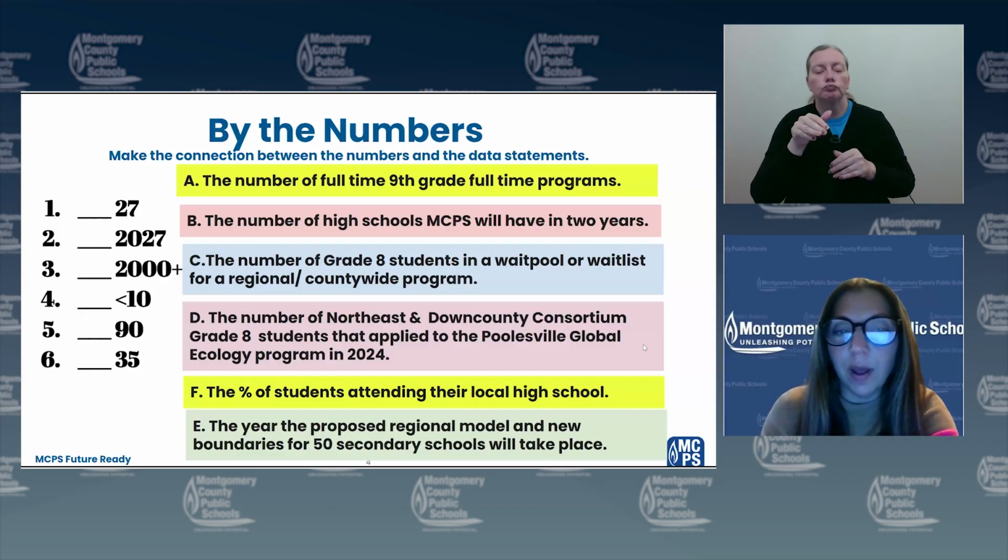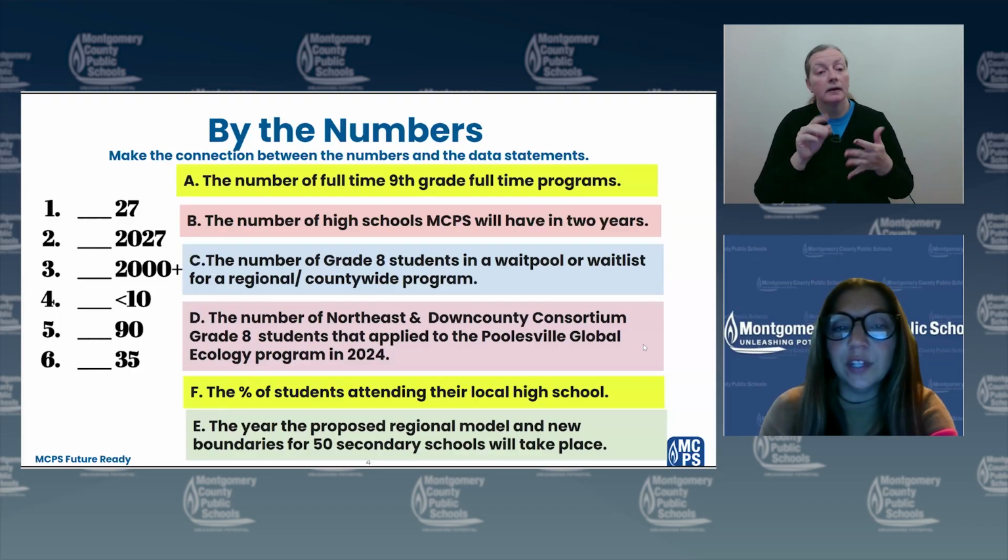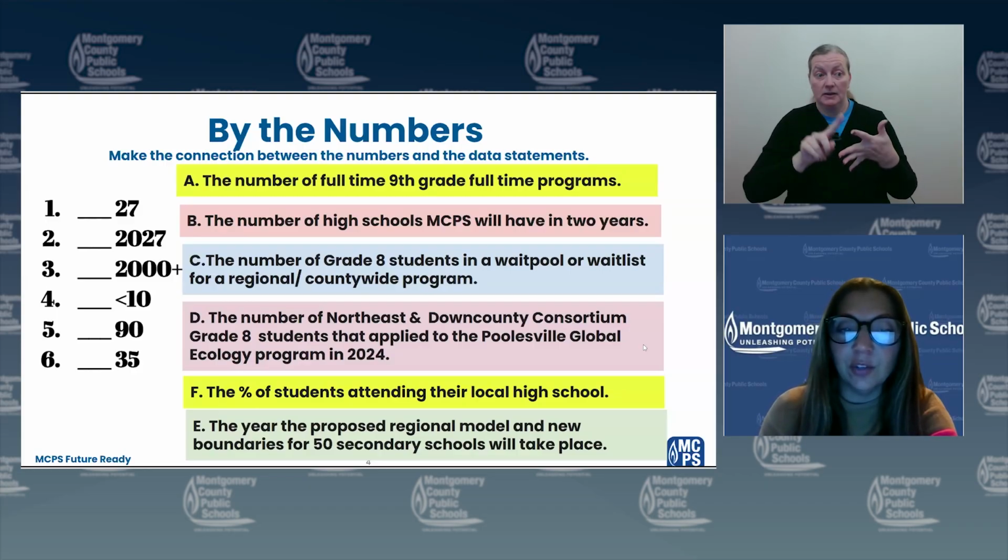For number 1, the answer choice is 27, 2 is 2027, 3 is 2000 plus, 4 is less than 10, 5 is 90, and 6 is 35.